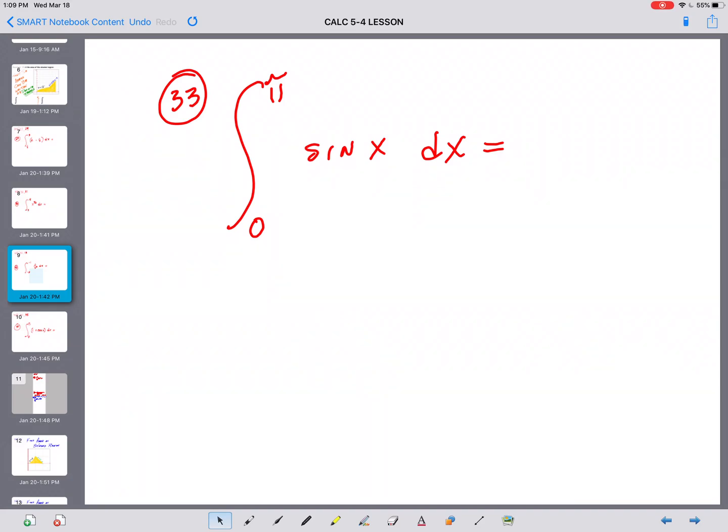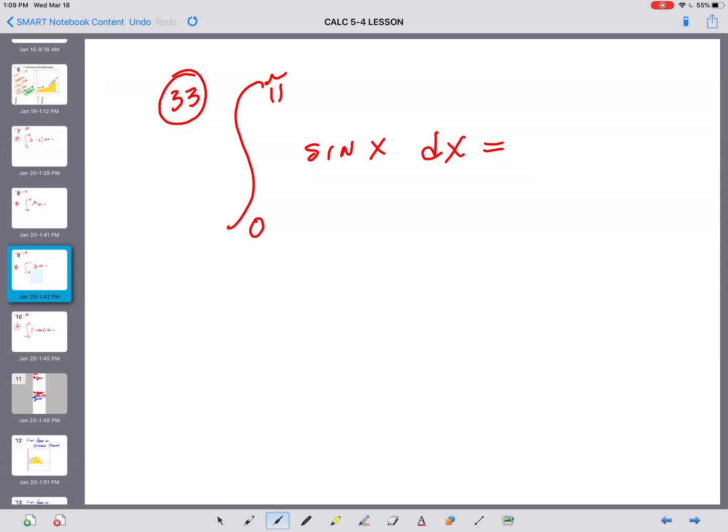This is Going Over Calculus Homework, page 303, problems 33, 34, 35, 39, 44, 45, and 46. Okay, starting us off on this one, we need the antiderivative of sine.